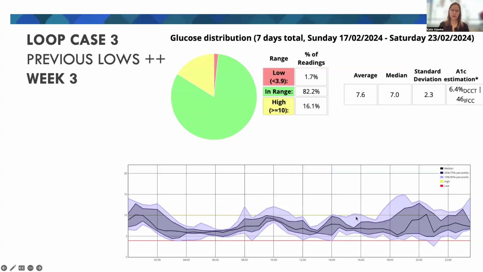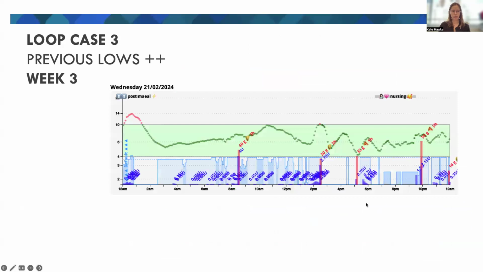And with those tweaks, we were able to get the lows down to less than 2%, so starting to head in the right direction there. And we can see that with these overnight corrections, she still needs them at midnight, but they are just getting down to target rather than causing a low.